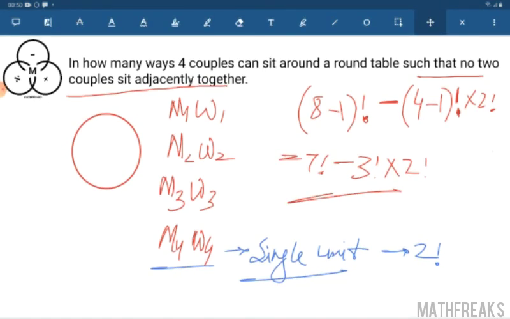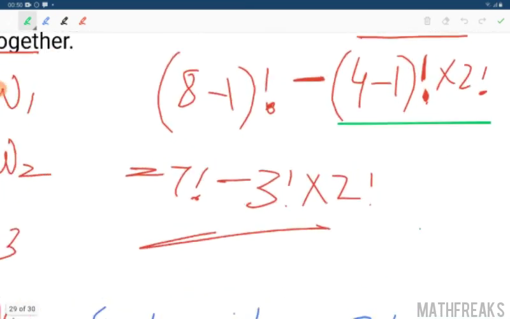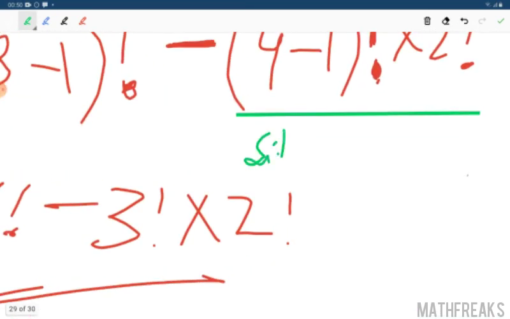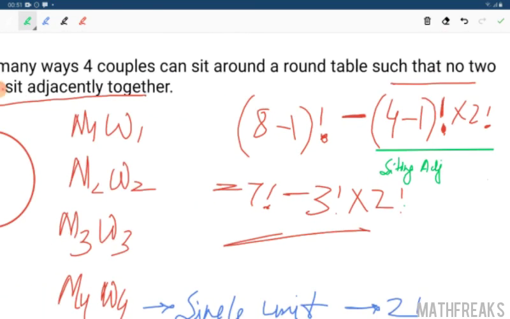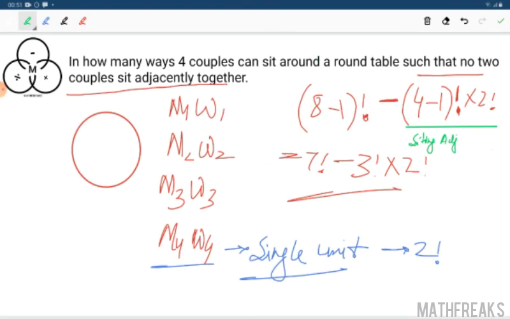This is your task again. We have considered the man and woman as a single unit, which themselves can arrange in 2 factorial ways. Now this is the case that they are sitting adjacently. The 4 blocks sitting adjacently with each other can be arranged in 3 factorial ways, and they arrange among themselves in 2 factorial ways.